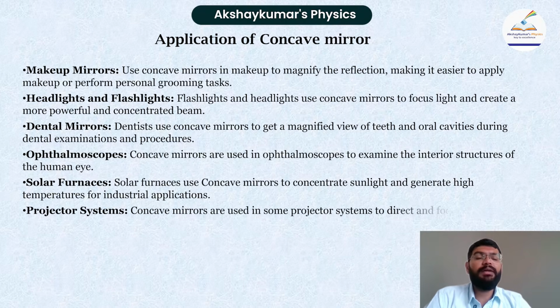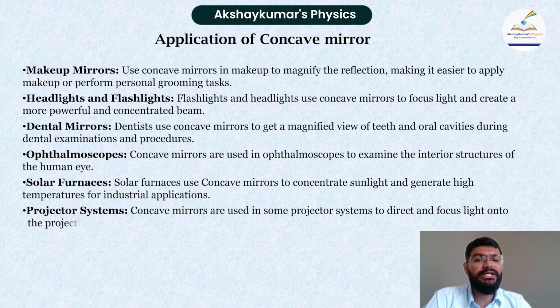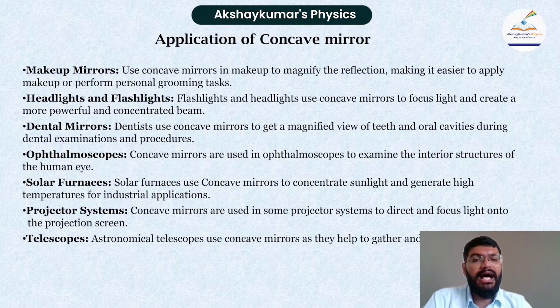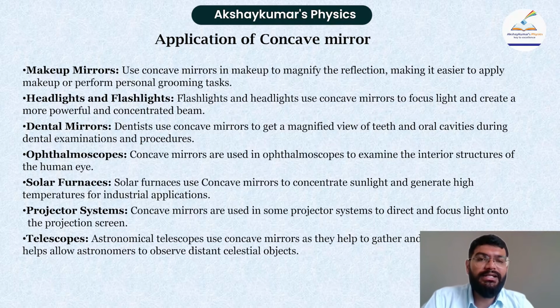Then there are projector systems. We use this particular concave mirror in projector system to direct and focus the light onto the projector screen. The last but not the least use is telescope. जनरली एस्ट्रोनॉमिकल टेलीस्कोप में कॉनकेव मिरर को मैक्सिमम लाइट गैदर करने के लिए और क्लियर इमेज ऑब्टेन करने के लिए हेल्प होता है. There is also Newtonian telescope, वहां पे भी ये हेल्प करते हैं.